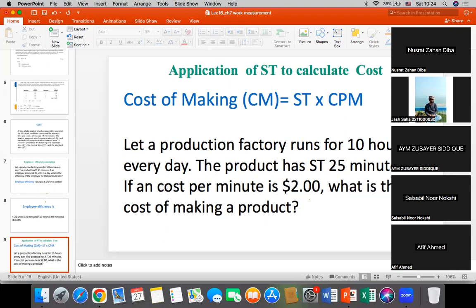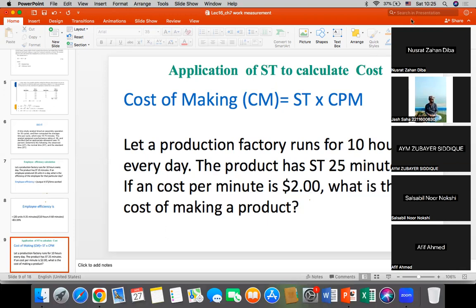Mr. Jubair Siddiq. Yes, sir. Which department in a company pays the salary and benefits to the employees? HR department. Good. The answer is correct.